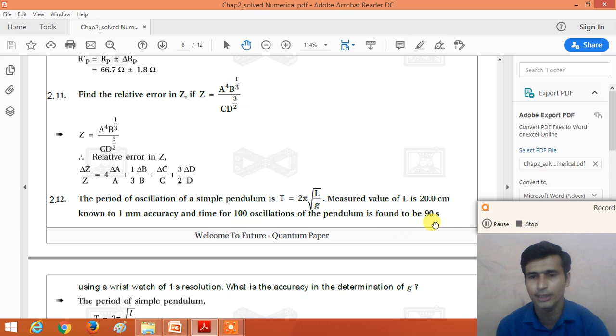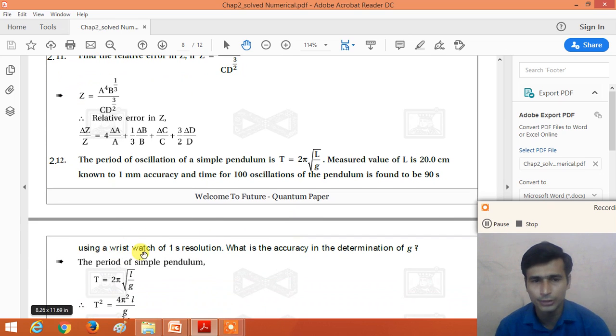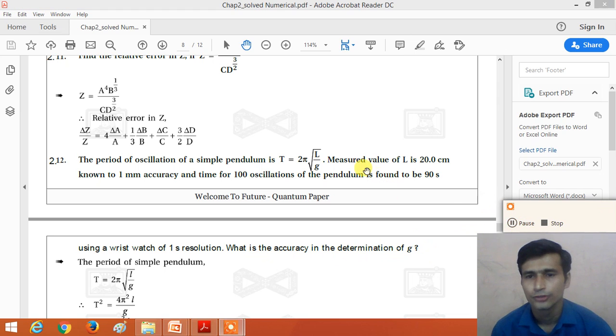We need to calculate the periodic time taken for one oscillation, right? 90 divided by 100, with a wristwatch of 1 second resolution. So the error in the periodic time, delta T, is 1 second. What is the accuracy in the determination of g? So here we need to calculate the error in the gravitational acceleration g. So here in the question, the true value of L is 20 centimeter and the absolute error in L, delta L, is 1 mm.